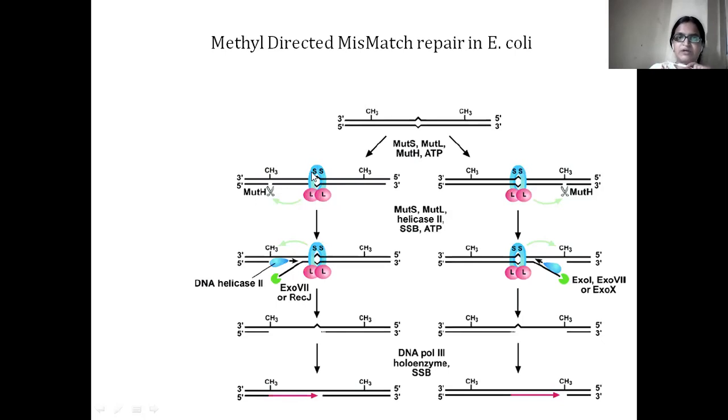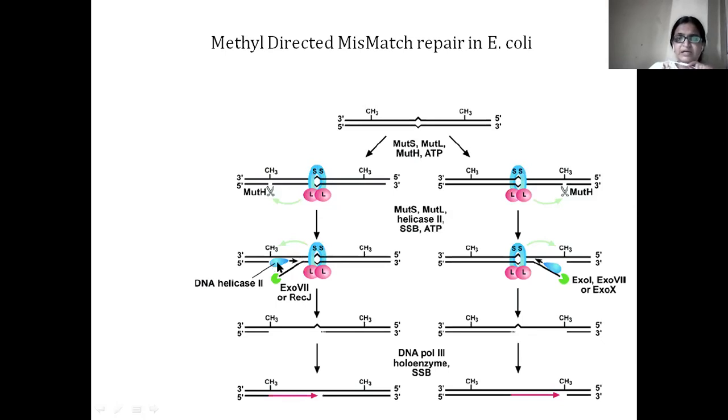So here we can see MutS, which has recognized the mismatch, and then MutL has come to the site of repair, and then MutH is an endonuclease which is cutting the DNA at the site opposite to the methylation on the parent strand. Here methylation is there, so on the opposite strand MutH is cutting this daughter DNA. Then what happens?